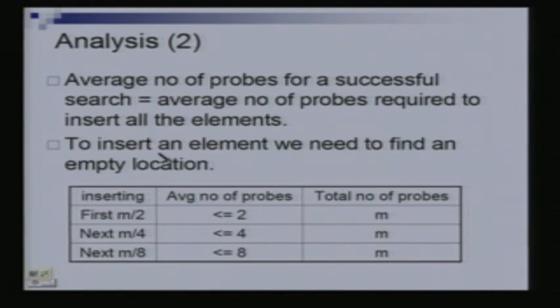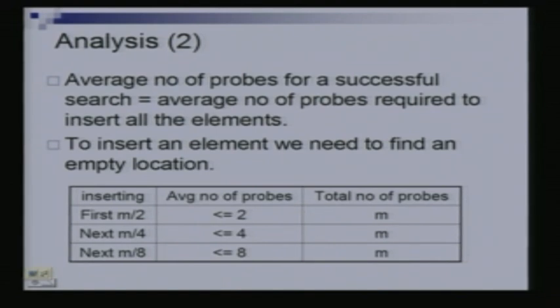When I'm inserting an element, I need to find an empty location. Now suppose I began with an empty table, and I am looking at the number of probes required to insert the first m by 2 elements. Size of the table is m. Let's assume m is 100. I'm talking of inserting the first 50 elements. Suppose I've already inserted 48, 49 elements. When I'm trying to insert the 50th element, what is the expected number of probes that are required?